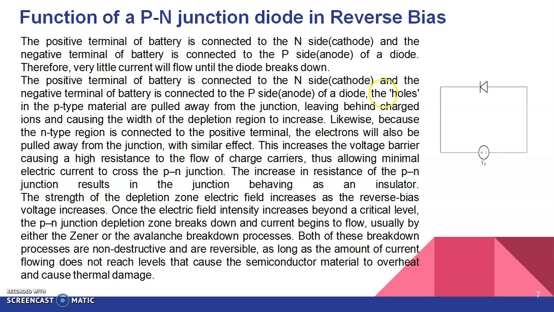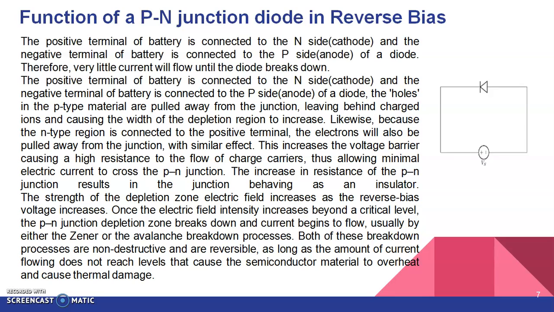The increase in the resistance of the p-n junction results in the junction behaving as an insulator. That means there is no flow of current between the p-type material and the n-type material. As the reverse voltage increases, the depletion zone electric field strengthens. Once the electric field intensity increases beyond the critical value, the p-n junction depletion zone breaks down and current begins to flow, usually through either the Zener effect or the avalanche effect. We already studied this in the theory classes.